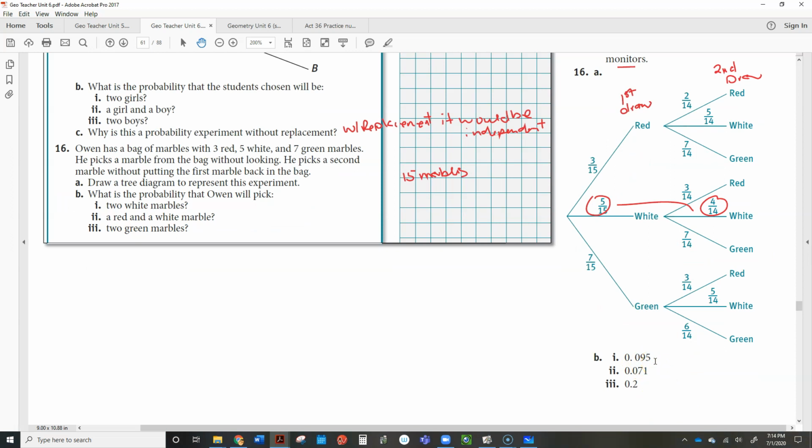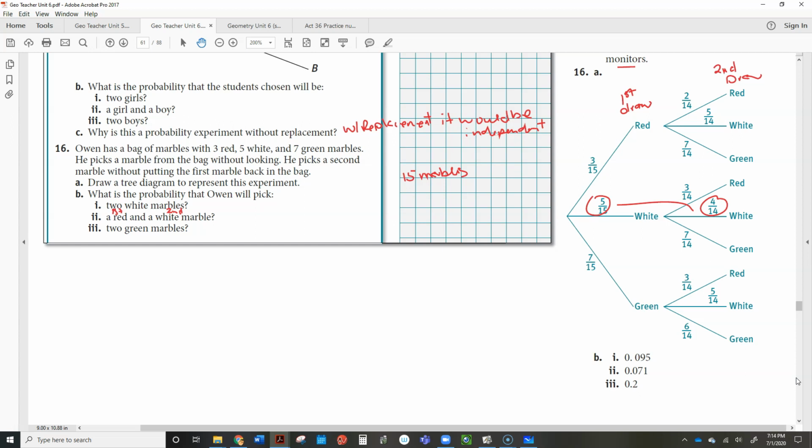The next one is a red and a white. Now this one is, in order to get this answer, they're only considering that the first one is red and the second one is white. They didn't flip it and say, well, we could draw a white one and then a red one.